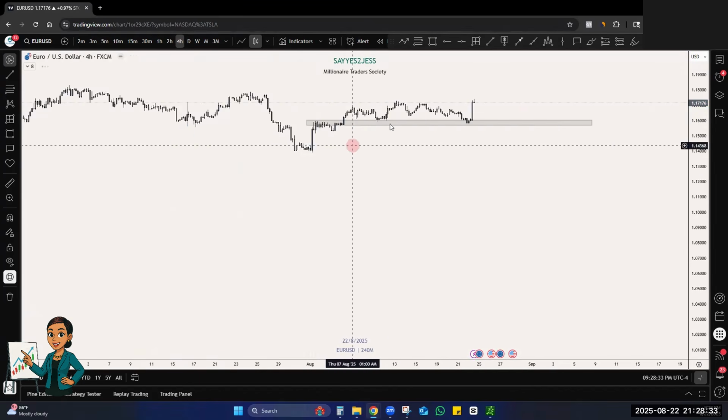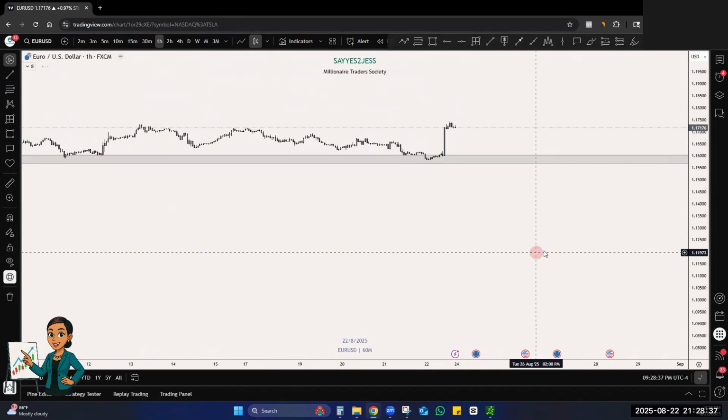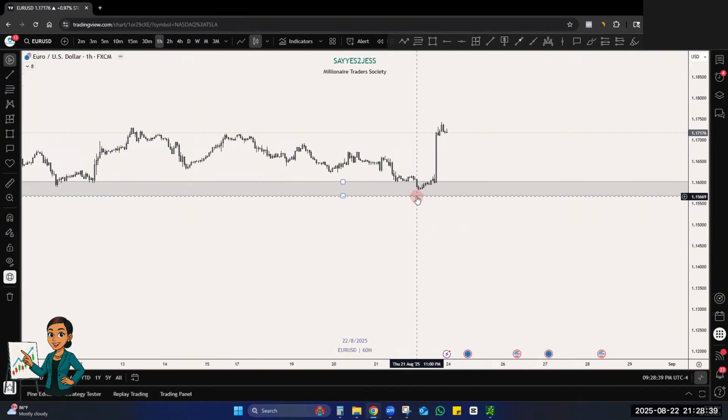We go here to the 4 hour. You can see price held support right before news. We can go to the 1 hour just to confirm. We have that nice exhaustion that's kicking in there, another inverted hammer, and we took off right before.